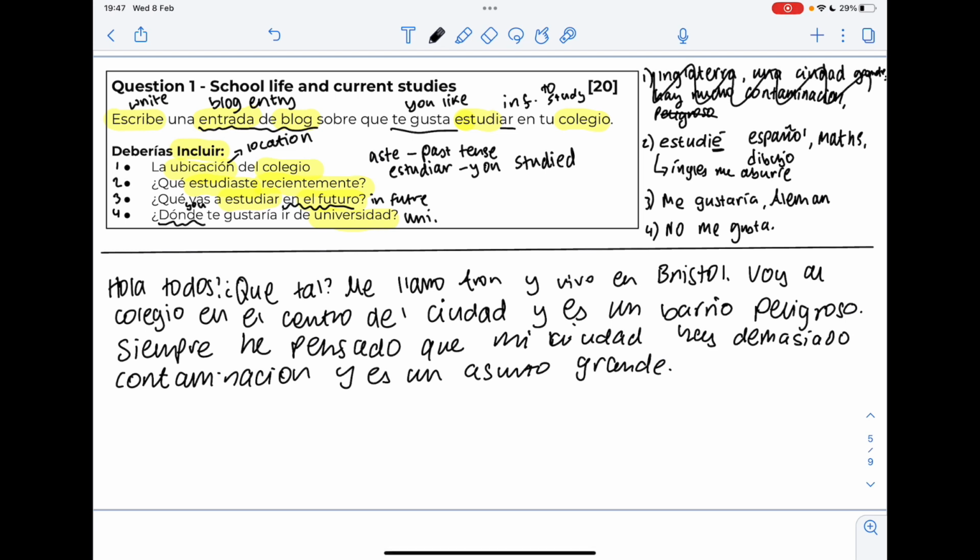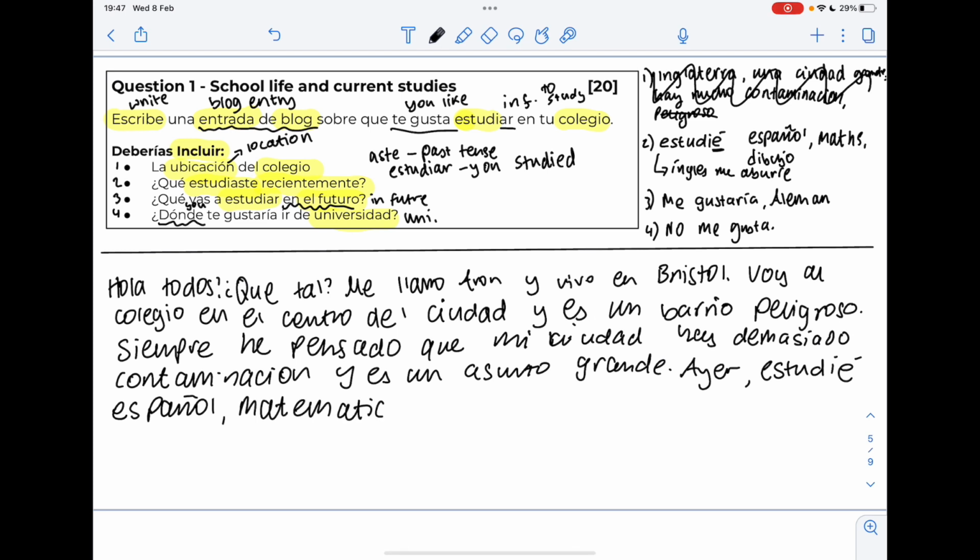Now, I'm going to say what I studied recently. So I'm going to start off with my verb. Estudié, or actually, I'm going to start off with a bit of a sentence opener. So, ayer, yesterday, estudié español, matemáticas, español y matemáticas, actually. I'm going to say something about Spanish, sorry.